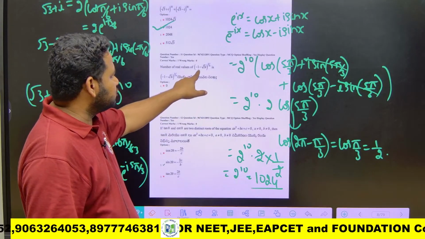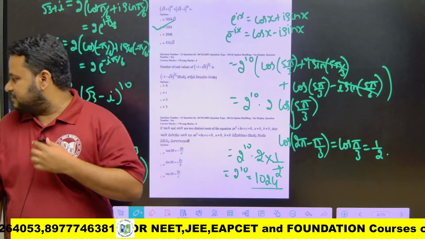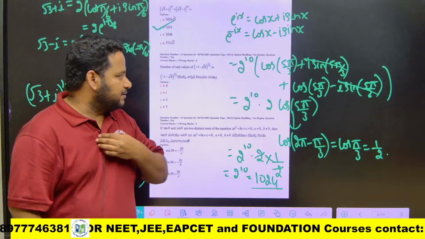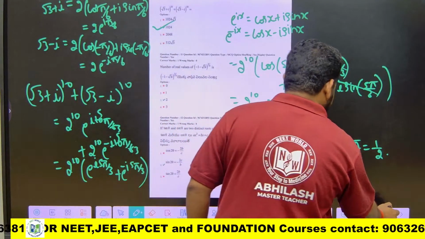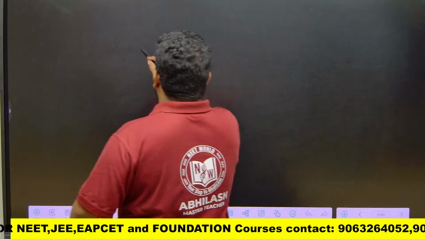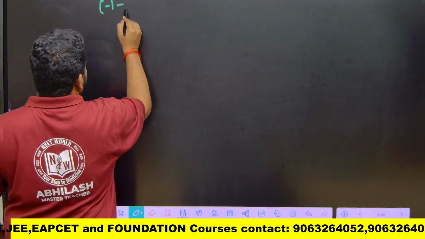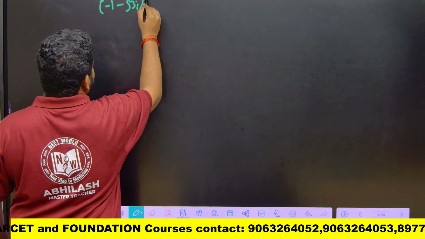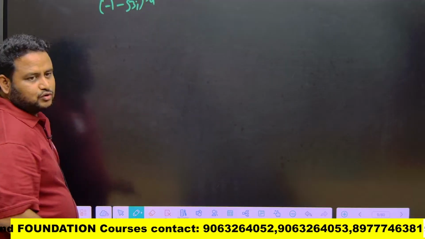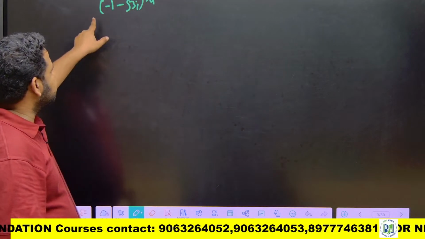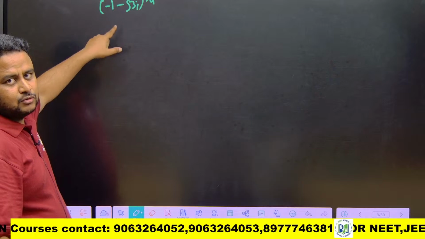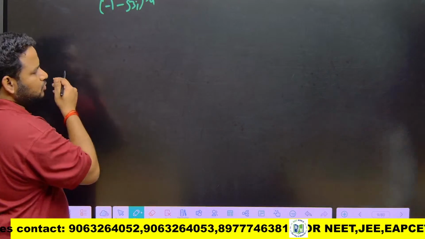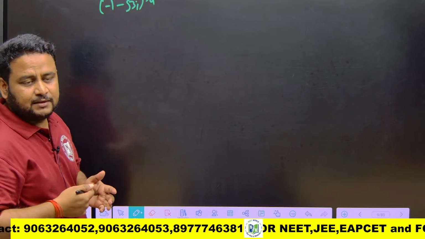Minus 1 minus root 3i, to the power of 3 pi by 4. So, what does the question say? Number of real values of (minus 1 minus root 3i) to the power of 3 pi by 4. If I write it in polar form, what is the value of theta? Theta is tan inverse of root 3 by 1, so theta will be equal to pi by 3, but in which quadrant is it?